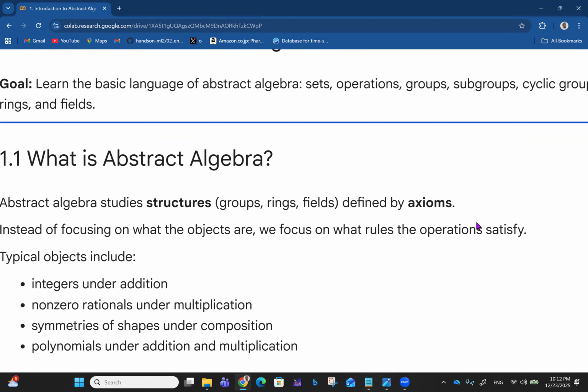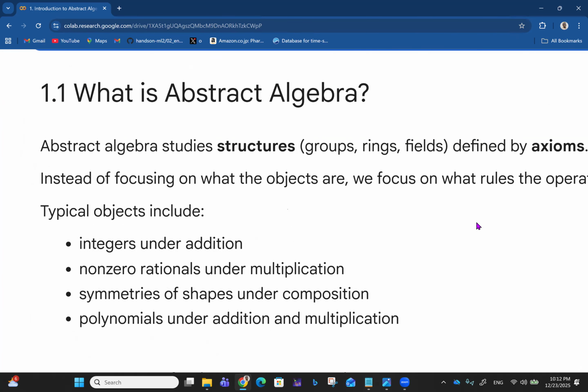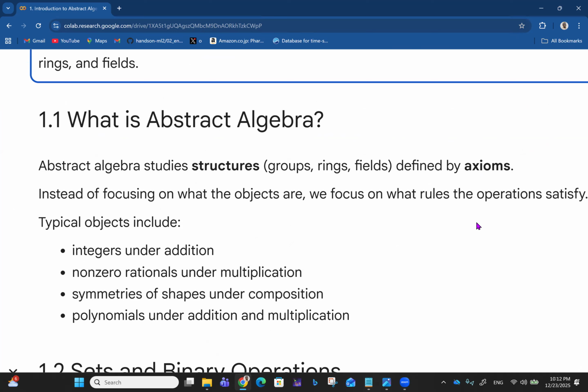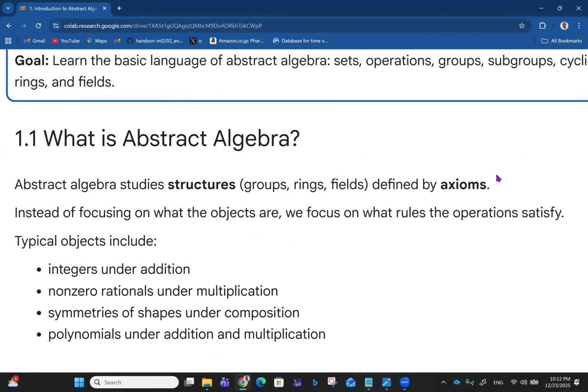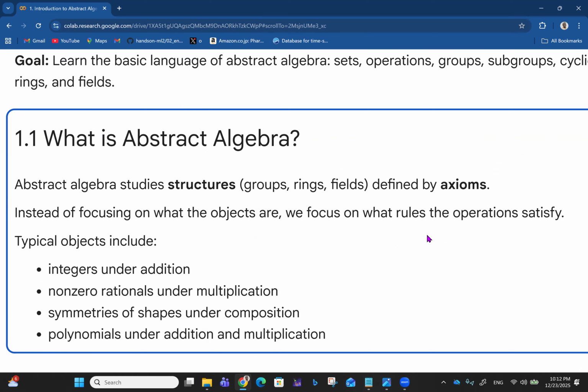Abstract algebra studies structures. It's basically about studying structures, like groups, rings, and fields defined by axioms. That is why one of the first things we'll see about group theory is the idea of group axioms and some examples, as you're going to see in a video ahead, maybe not the next one. In this video and the next two, the focus is on some mathematical foundations of abstract algebra.